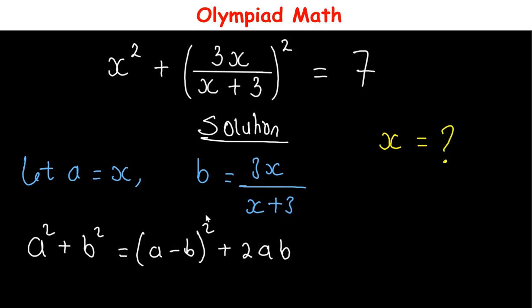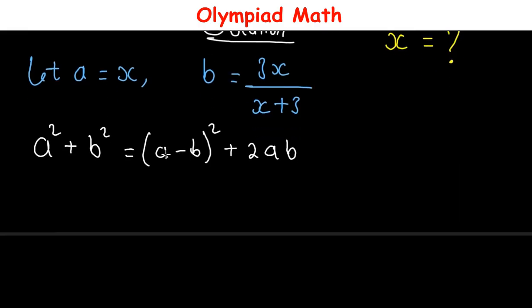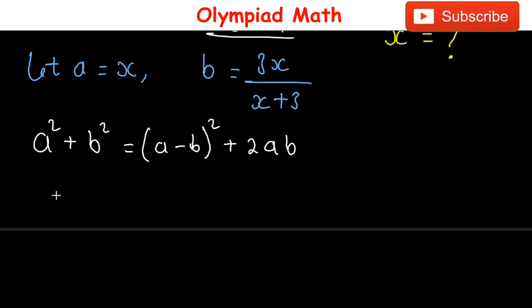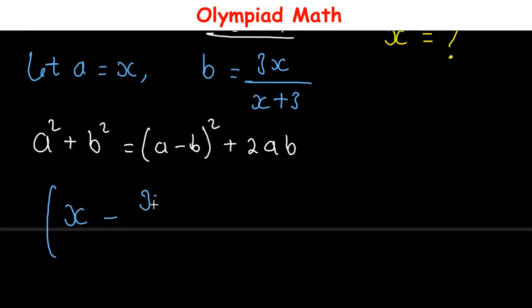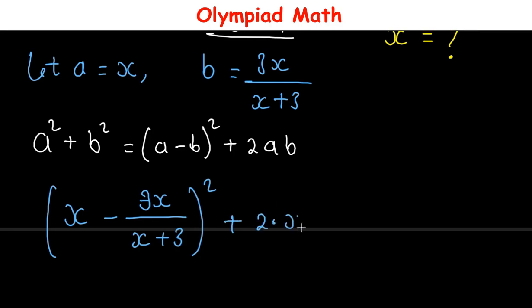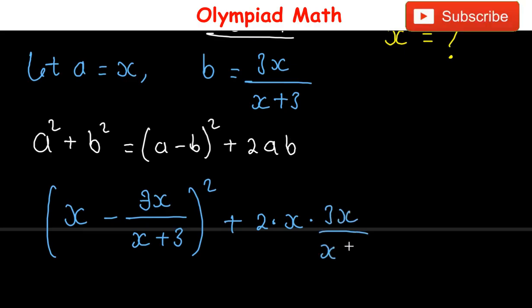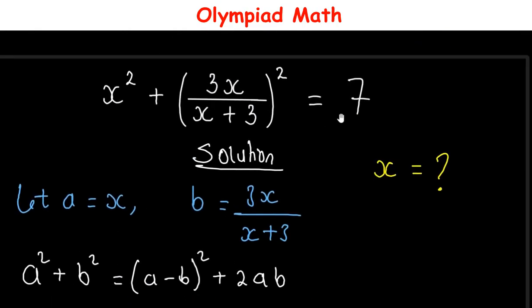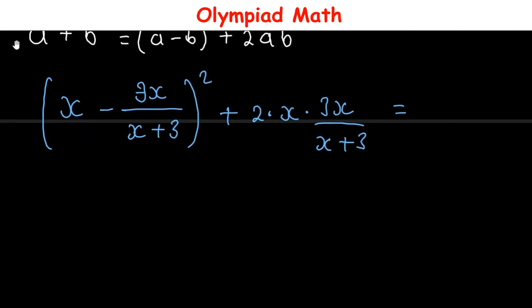So expanding this back right here, we then have that this becomes (a is x minus b is 3x over x plus 3) all raised to power 2 plus 2 times a is x times b is 3x over x plus 3, and the whole equation is equal to 7.